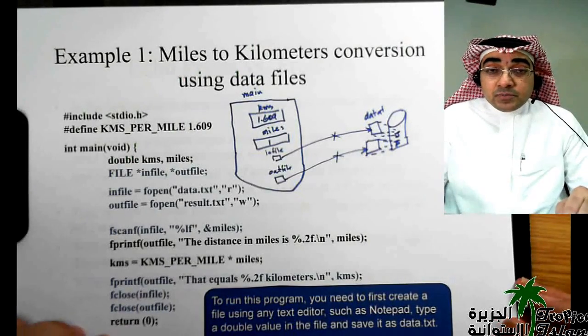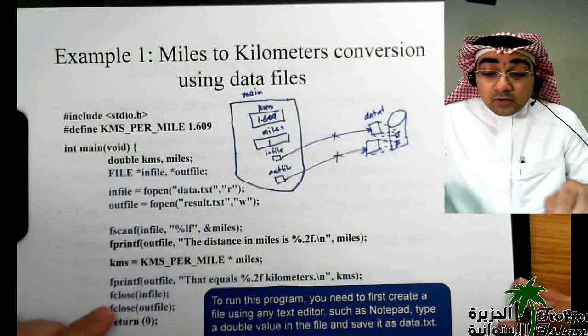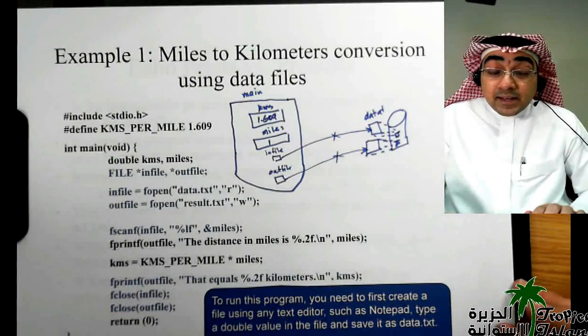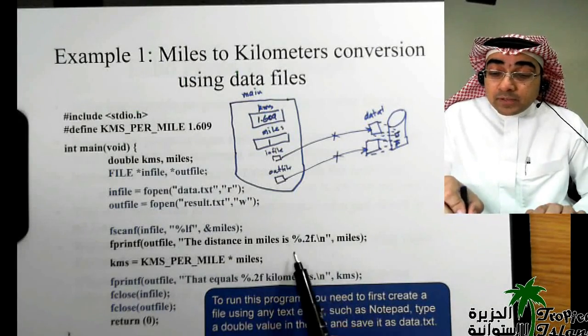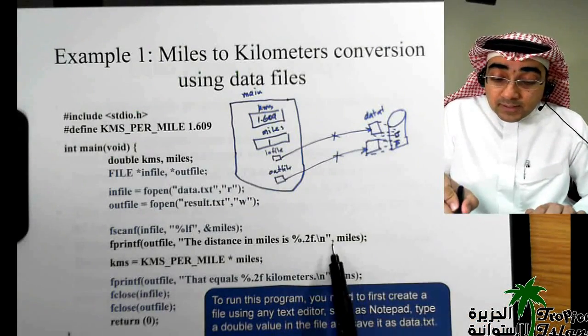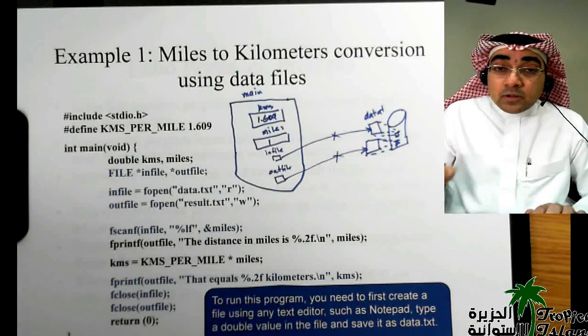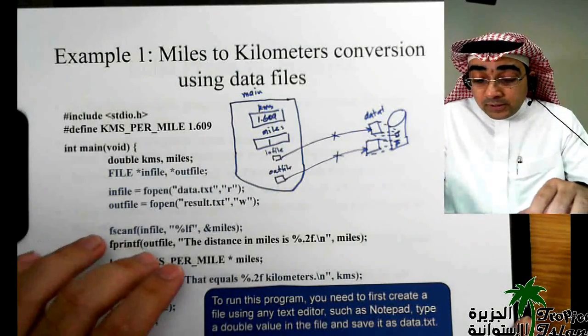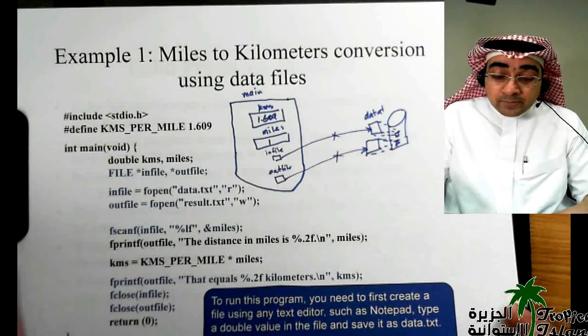Now after I run this program, I can go to the hard disk of my computer where the executable is running and open the result.txt, and inside it I expect to find "the distance in miles is" followed by an echo of the number that you actually put into the data.txt, and then that equals the conversion of that to kilometers. So the user has full visibility of what's going on.